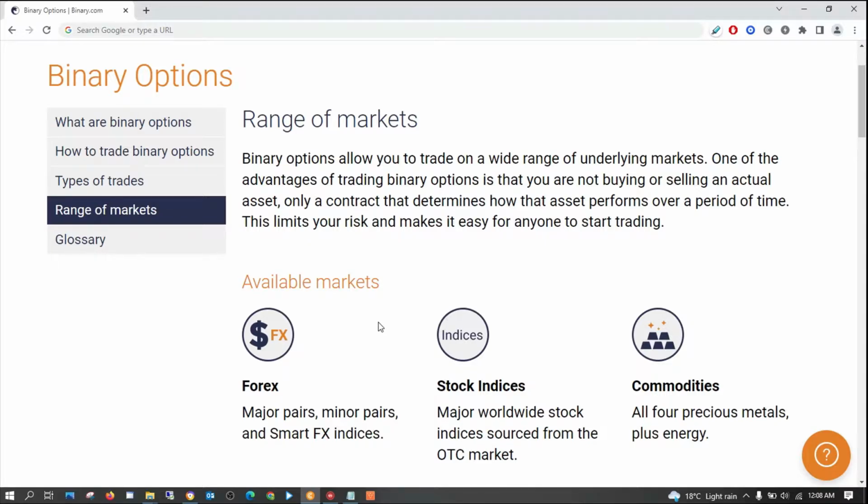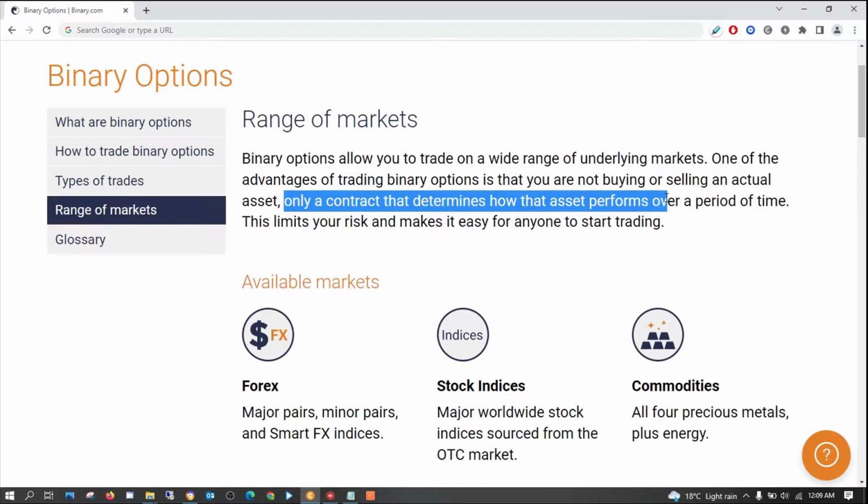Today we're going to see the range of markets that binary options allow. Binary options allow you to trade on a wide range of underlying markets. One of the advantages of trading binary options is that you are not buying or selling an actual asset, only a contract that determines how that asset performs over a period of time. This limits your risk and makes it easy for anyone to start trading. So with binary options, you don't trade an asset, you only trade a contract that determines how that asset performs over a period of time.